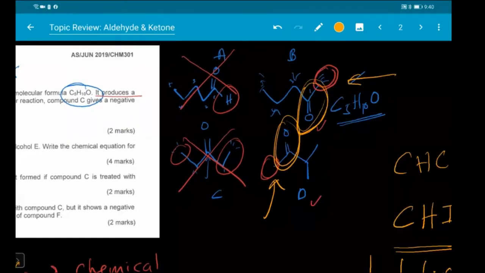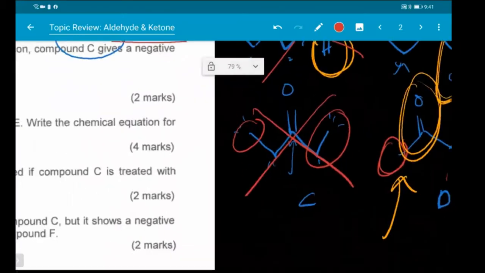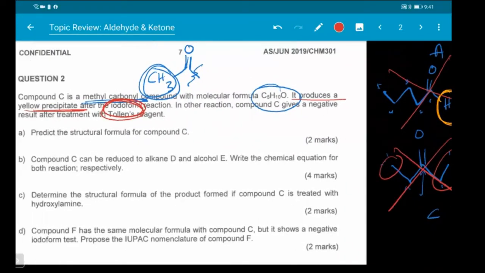So, that's why we can cancel out A ni. And kita boleh cancel out A ni because A is aldehyde. Sedangkan compound C give negative result, meaning that compound ni bukan aldehyde. That's why tadi kita boleh cancelkan tadi. So, jawapan dia, what is compound C is either structure B ataupun D. Alright, that is the first question. If you refer back to the question, compound C is a methyl carbonyl compound with the molecular formula C5H10.